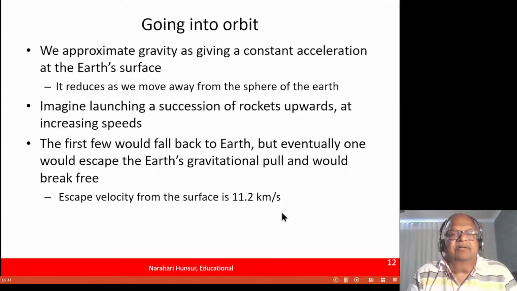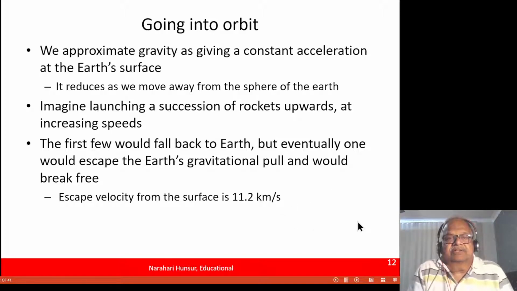So we know, right now we are used to assuming the Earth's gravitational acceleration is about 9.8 meters per second squared. But we also know that it reduces as we move away from the Earth. Okay, that's from Newton's law. The further you go from the Earth, the acceleration due to gravity reduces.